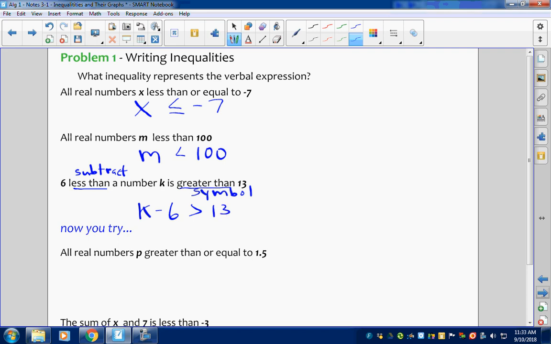So 6 less than a number. We're not going to write 2 inequalities here, or a compound inequality. We're just saying 6 less than a number k. So in other words, subtract 6 from k. Is greater than 13.